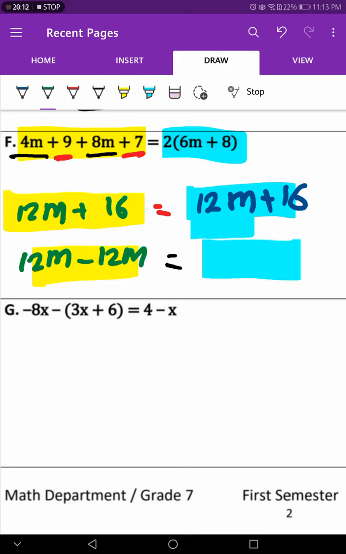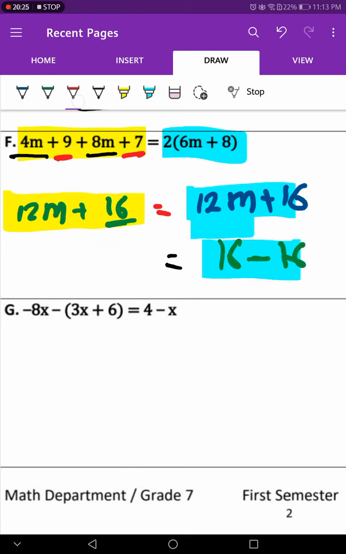The other 12, the 16, will go to the right side. Negative 16, it will be. So 12m minus 12m, as you see, it is 0. By slow motion, this equals 0.